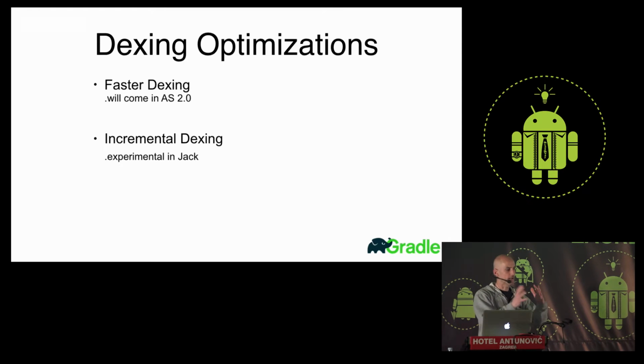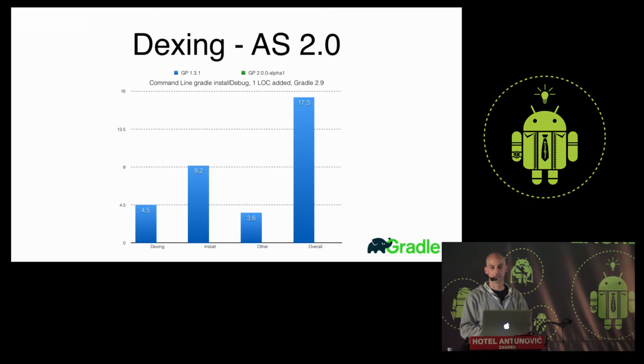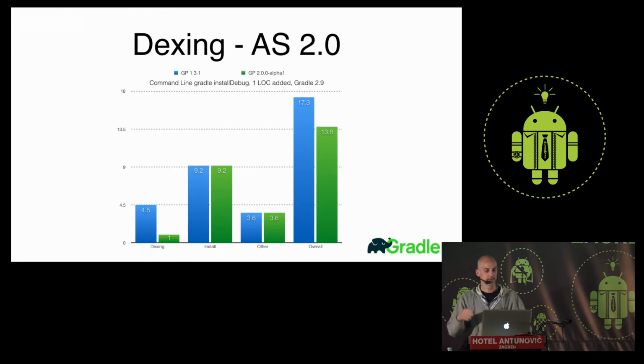So pre-dexing, Gradle can do a lot. Dexing, Gradle cannot do much. So let's take a look at some statistics. If we look at the dexing with Android Studio in this sample project, it went down to about 25%. Okay, and that's the pure merit of the Android team.